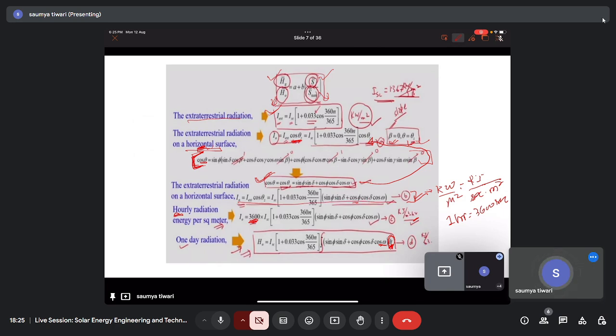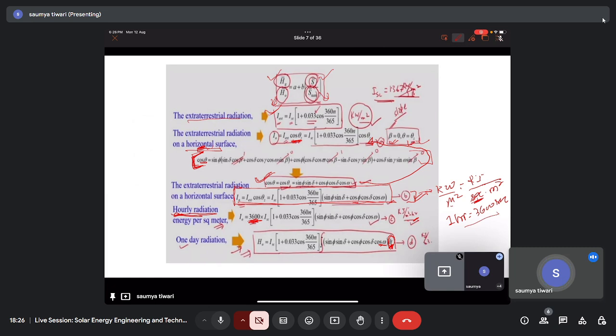The unit here will be kilowatt per meter square, and kilowatt can be written as kilojoule per second. So this equation gives the per second value of the global radiation we are receiving. If we want to calculate hourly radiation, we have to multiply it by 3600, because 1 hour contains 3600 seconds, and its unit will now be kilojoule per meter square per hour.